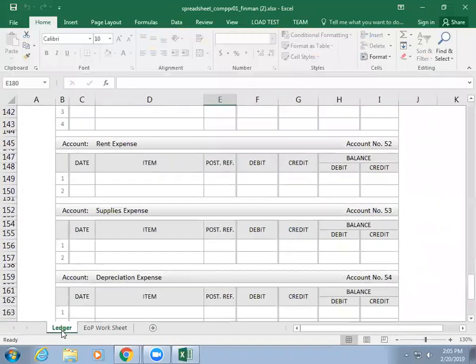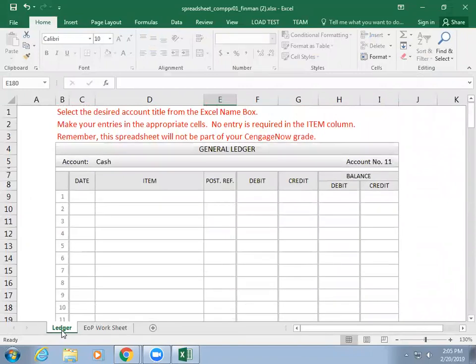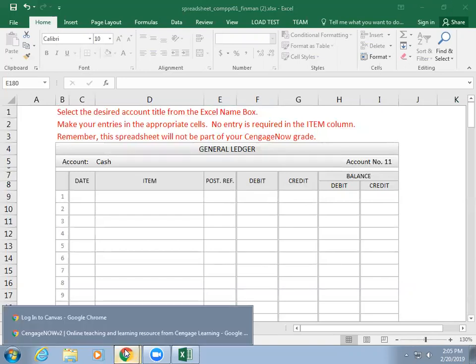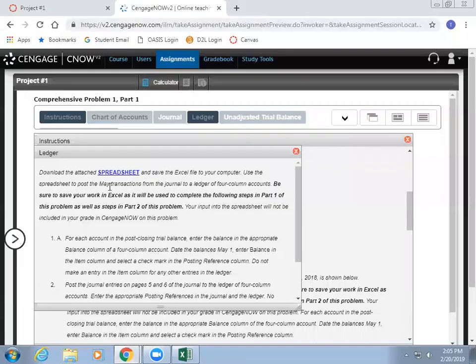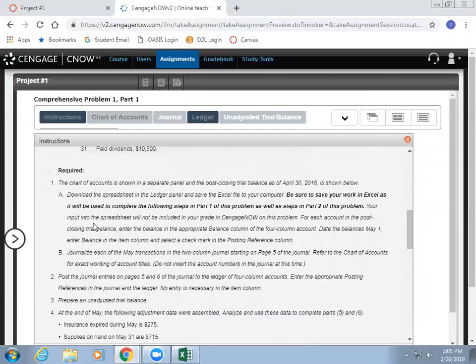And they've already put in this nice little ledger for you based on this company's chart of accounts, which they also provide you. So here's the ledger, like cash, account number 11, and here's where you're going to put all of your transactions from your journal that deal with cash. But the first thing you're going to want to do, under instructions, is set up beginning balances because this company is in its 2nd month of operations. So there's some beginning balances from April.